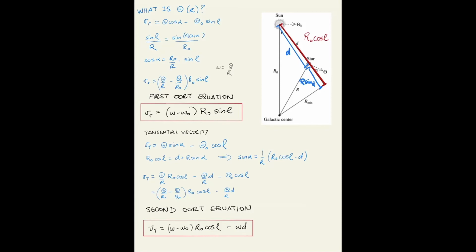Now this equation permits you to compute omega in terms of the observables: tangential velocity, cosine of galactic longitude, and the distance, and the known values for omega naught and R naught. Again, if you have a rigid body rotation, this product here, omega minus omega naught, cancels, and then you would only have omega d as a tangential velocity, as you expect from rigid body rotation.